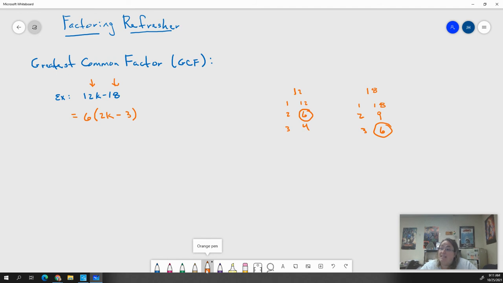I can't break this 2k minus 3 down anymore, right? 2 doesn't have any factors other than 1 and 2. 3 doesn't have any factors other than 1 and 3. This isn't a trinomial, but we're getting to the trinomials, Jeremiah. I just wanted to lead with something that was a little shorter to start.